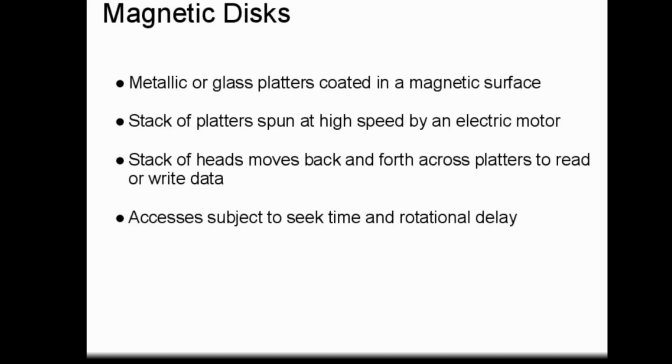Now, we still store large amounts of information using magnetic disks. These are metallic or glass platters that are coated in a magnetic surface, and a stack of these platters is rotated at high speed by an electric motor. A stack of heads moves back and forth across the platters, altering the magnetic fields in order to read and write data. Moving the heads back and forth results in seek time, and waiting for the platter to rotate around to the correct position results in rotational delay.